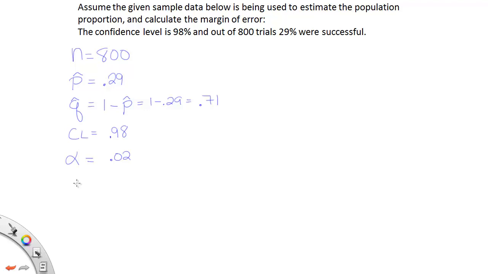The second step of the process is to determine the z alpha divided by 2 critical value. Alpha divided by 2 is going to be 1%, since alpha is 2%, so half of that is 0.01. So we need to go to a z or a t table to get this critical z value. I prefer to use the t table because it gives us more decimal places, and it's also a little easier to use. So let's go to the t table and look up 0.01 in one tail.